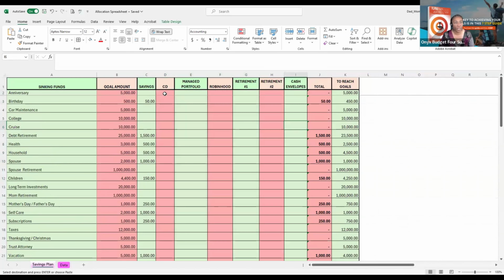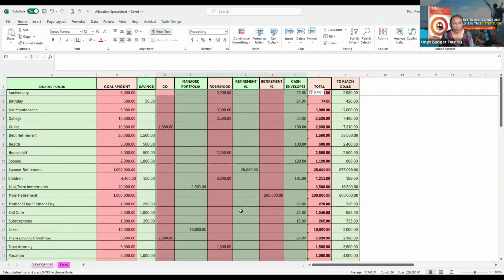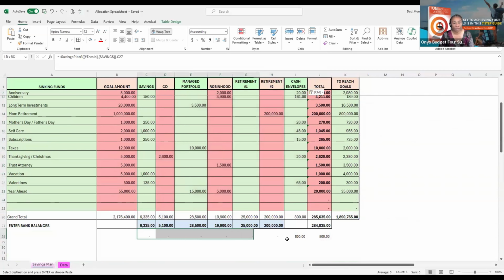I'll come back to this spreadsheet. The goal is at the bottom, everything is zero. There's no variances. Oh, we'll delete that. We don't need that. So that means that everything is accounted for. This is the money that's in the bank, and this is the money you have allocated, and they're equal.